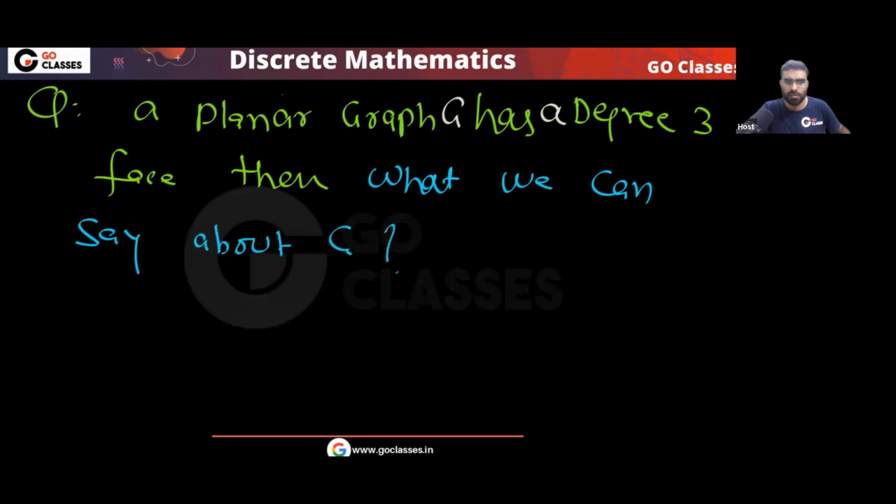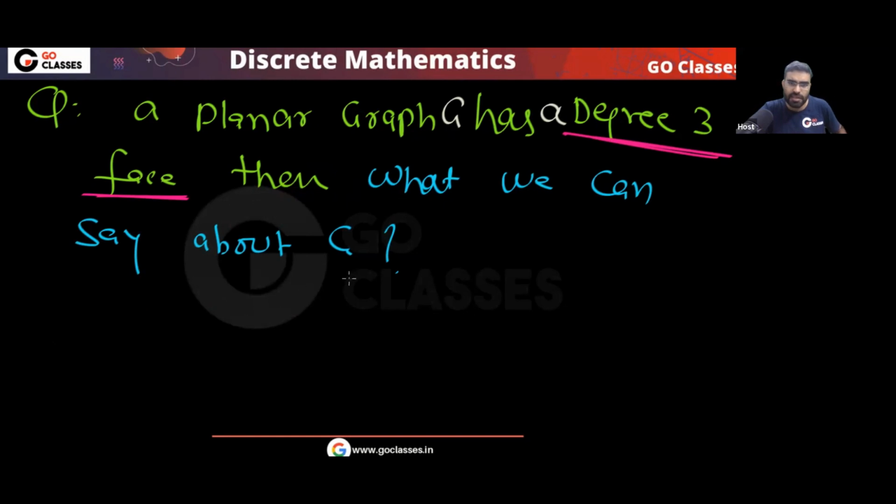Read this question. I am asking, a planar graph has some degree 3 face. Okay, there is a face with degree 3. Then what can you say about G?